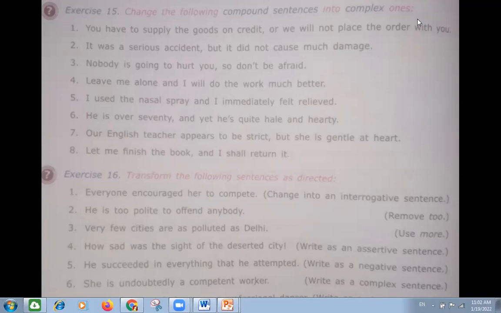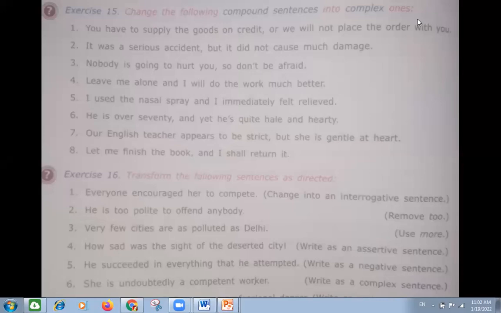So it will be, didn't everybody encourage her to compete, right? We need to maintain the decorum of the sense. The original is, everybody encouraged her to compete. When you change it into interrogative, you need to put the interrogative with negative. Didn't refers to everyone. Didn't everyone or everybody encourage her to compete? So see students, in your exam, you will get questions like this. Let's go to the next sentence.